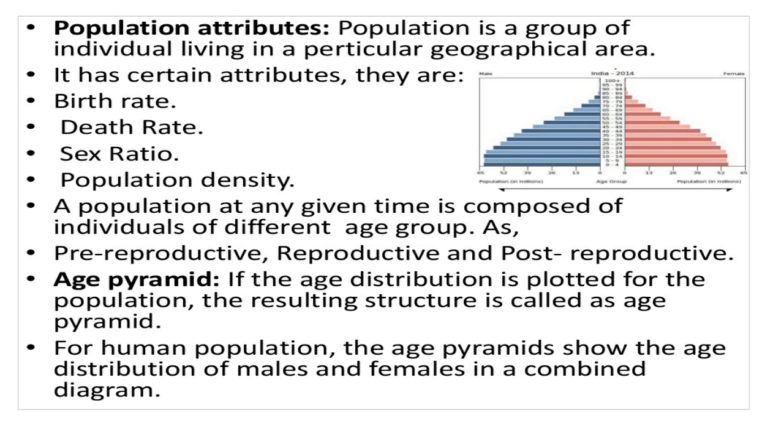A population at any given time is composed of individuals of different age groups, as shown in the figure: pre-reproductive, reproductive, and post-reproductive. Age pyramid. If the age distribution is plotted for the population, the resulting structure is called an age pyramid. For human population, the age pyramids show the age distribution of males and females in a combined diagram.